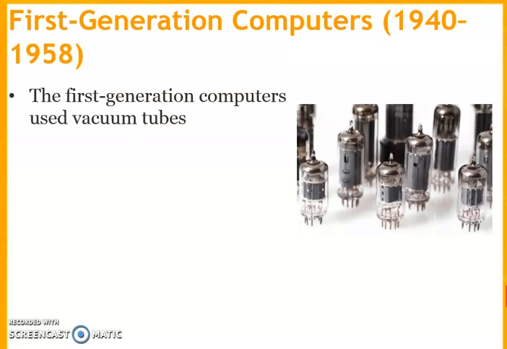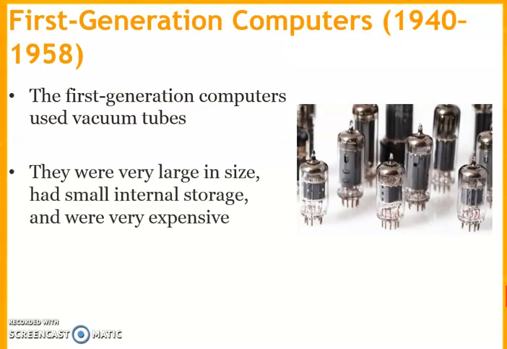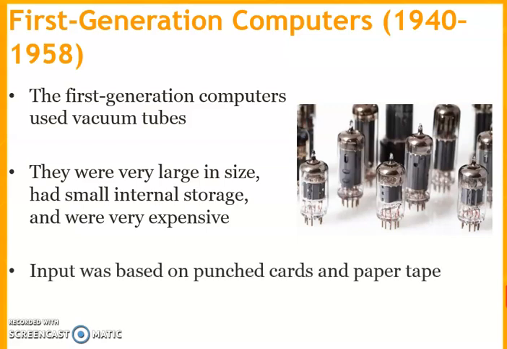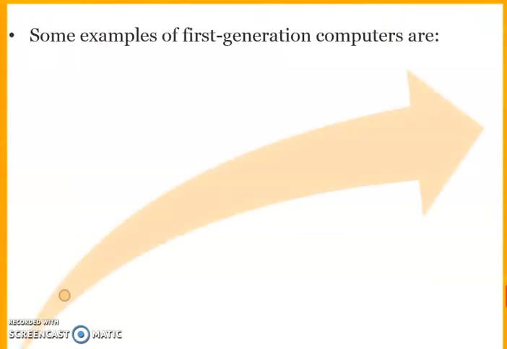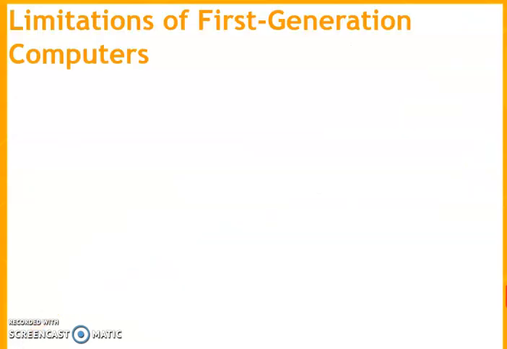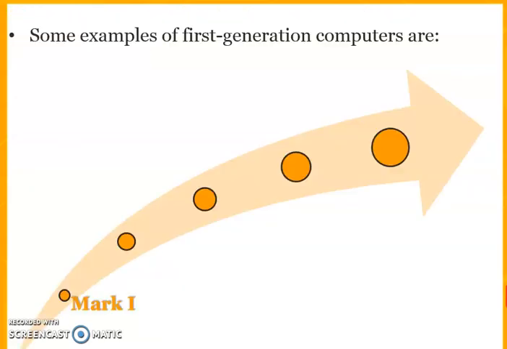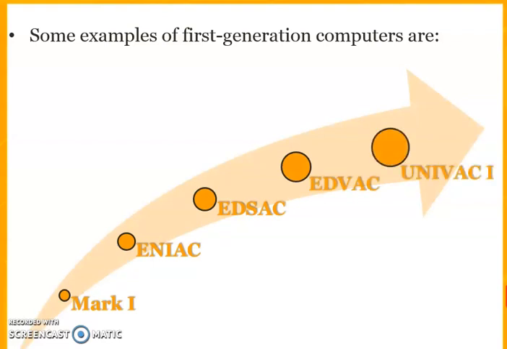The first generation computers used vacuum tubes, were large in size, with small internal storage, and were very expensive. Input was based on punch cards and paper tape. Some examples: Mark 1, and others. These are some examples of first generation computers.